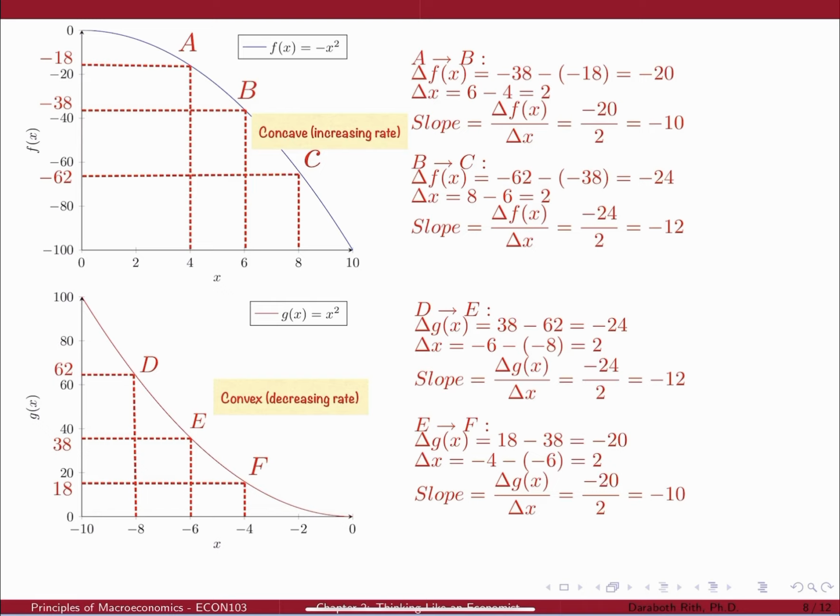Here we can say that the slope keeps decreasing if you keep moving down near the horizontal axis. The shape of g(x) is inward from the vertex of the axis. So here we say that g(x) is convex with decreasing rate.